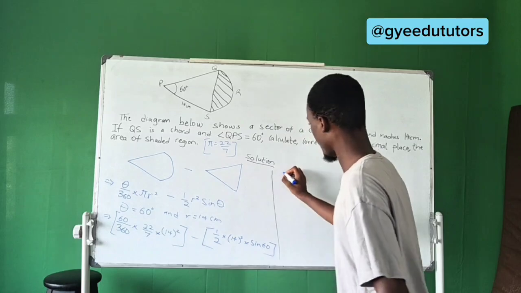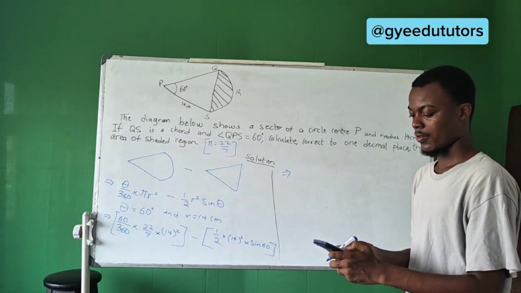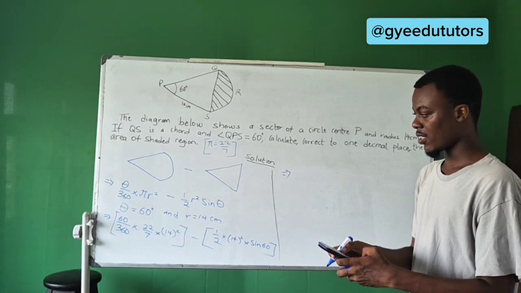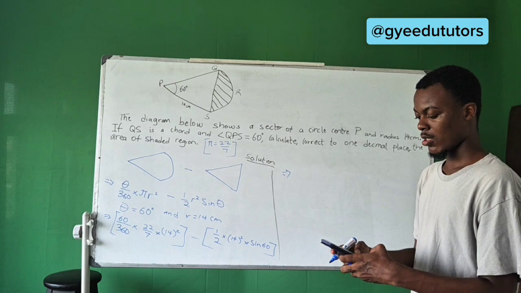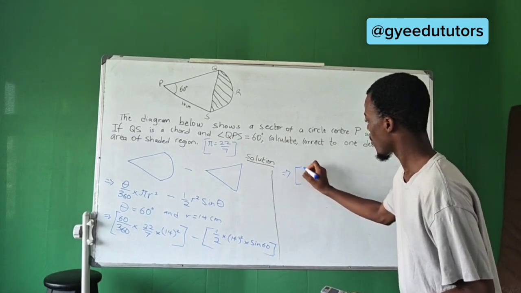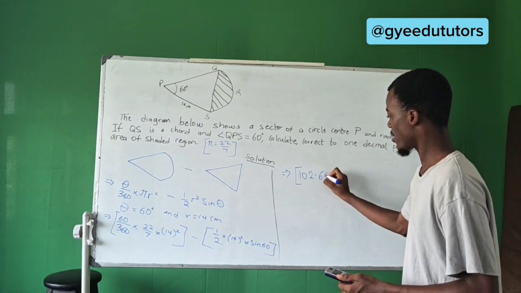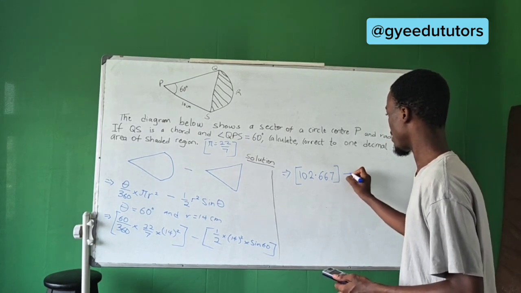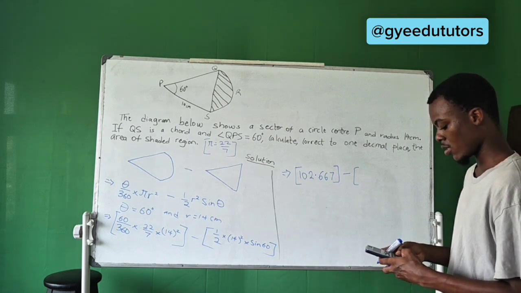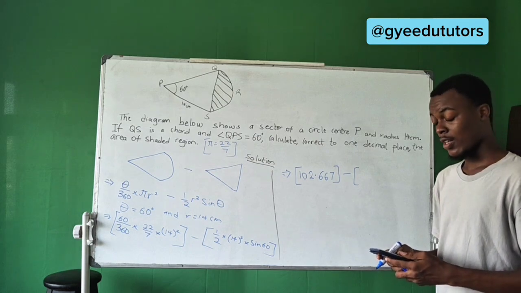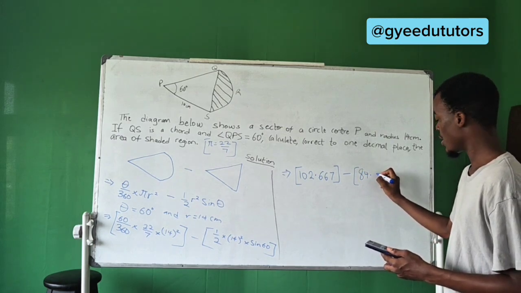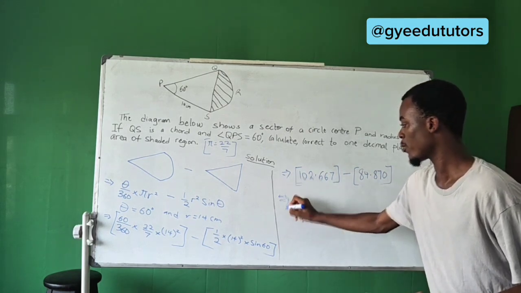So now, in the first bracket, 60 over 360 times 22 over 7 times 14 squared, that is 102.667. Minus, here is half times 14 squared times sine of 60. That will also give us 84.870.